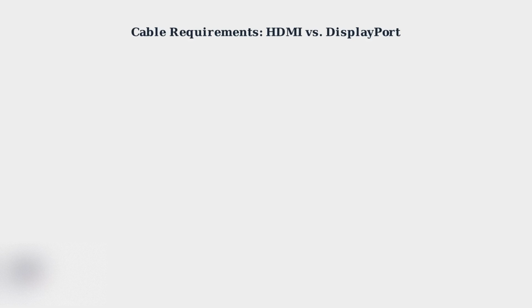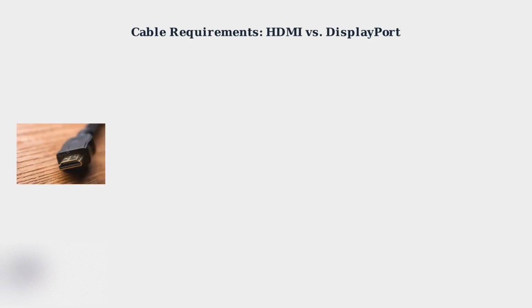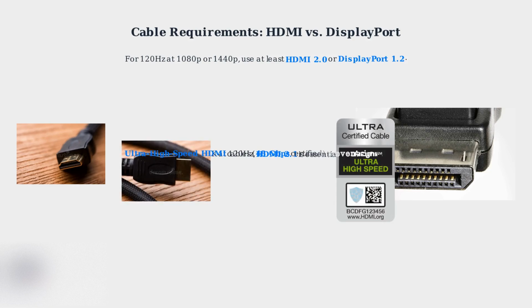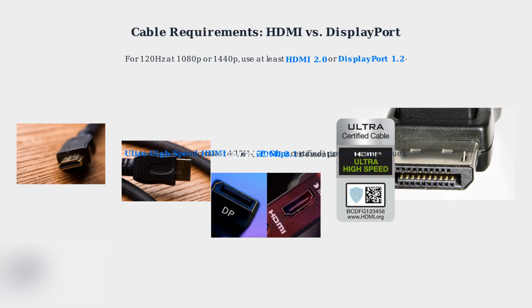The right cable is crucial for enabling 120 Hz on your LG UltraGear monitor. For 120 Hz at 1080p or 1440p resolutions, you need at least HDMI 2.0 or DisplayPort 1.2. For 4K resolution at 120 Hz, HDMI 2.1 becomes essential due to the higher bandwidth requirements. To prevent signal issues and ensure stable performance, use ultra-high-speed HDMI cables that are 48 Gbps certified. Using the wrong cable can limit you to just 60 Hz, so always check your cable specifications.